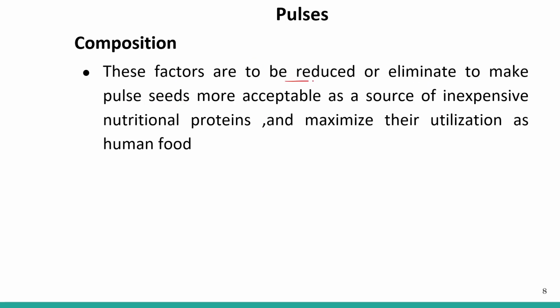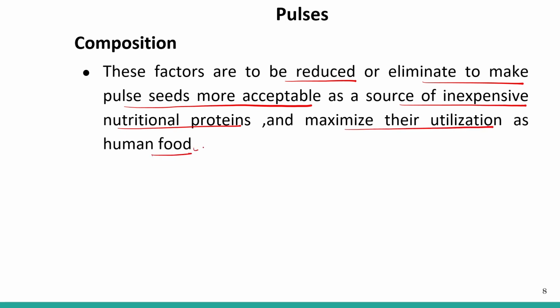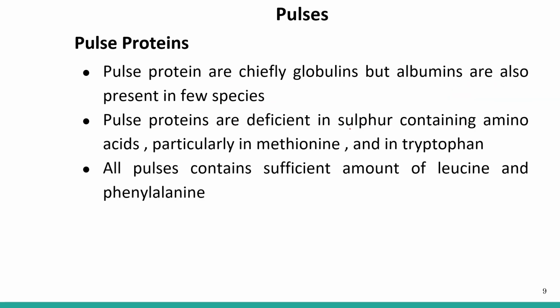So these factors are to be reduced or eliminated to make pulse seed more acceptable as a source of inexpensive nutritional proteins and maximize their utilization as a human food. So very important. Along with so many useful compositions like carbohydrate and protein, there are some factors that are also present, that should be reduced or eliminated to make the pulse seed more acceptable as a source of inexpensive nutritional proteins and maximize their utilization as human food.